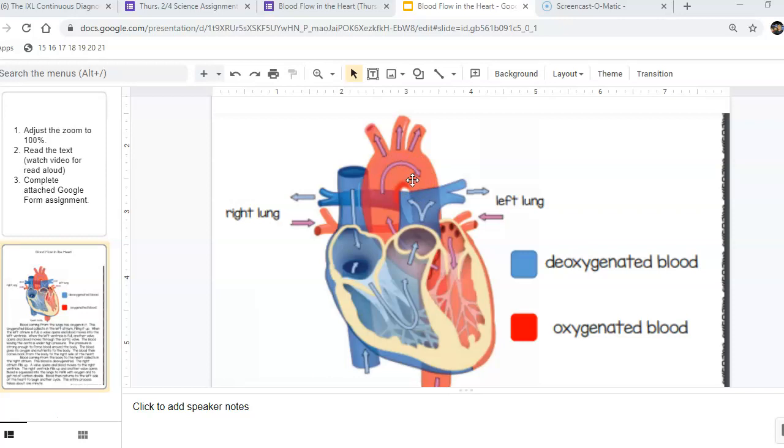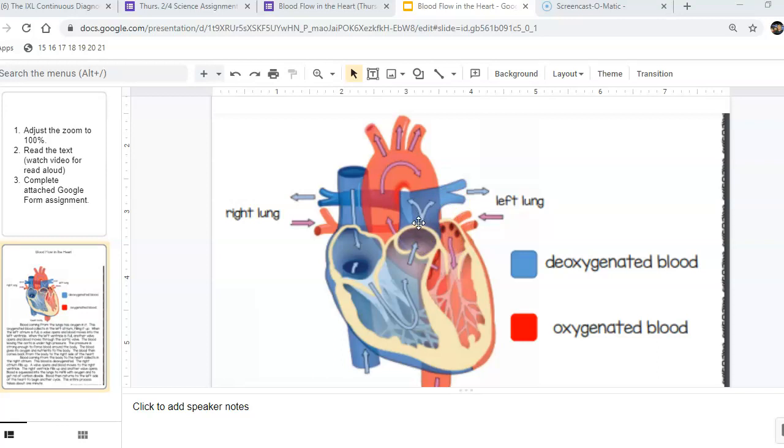The pulmonary artery, which is right in here, is actually carrying blood just to the lungs. So the aorta is going to pump it out to the rest of the body, and the pulmonary artery carries the blood away from the heart to the lungs.